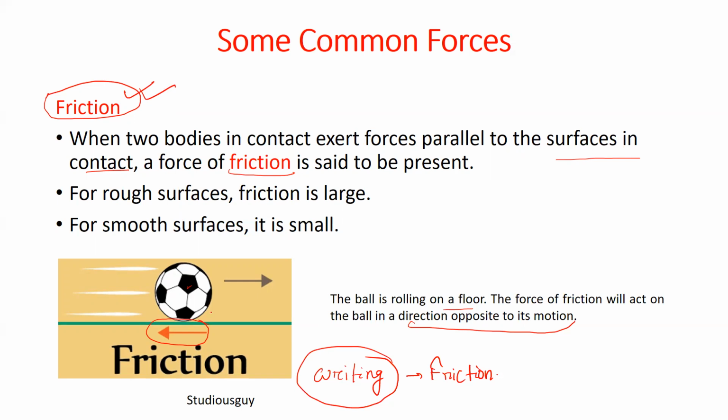About friction for rough surfaces: for rough surfaces the friction is large, and for smooth surfaces the friction is small. A rough surface means a surface which is not very smooth and which has ups and downs and defects like that. For those types of surfaces the friction will be high, and for very smooth surfaces like glass or ice, the friction will be small.